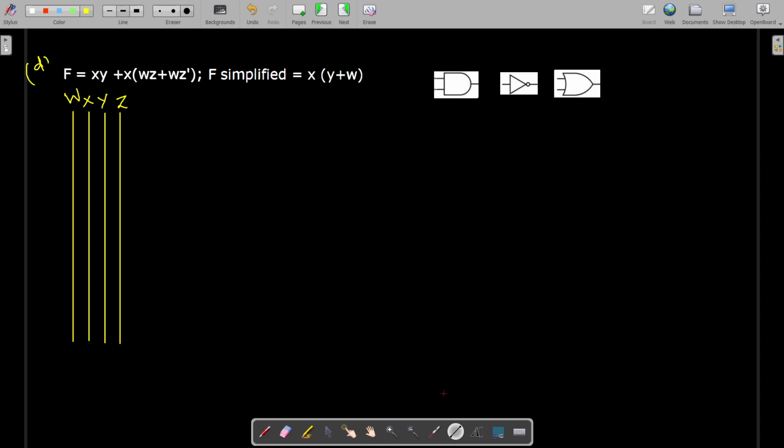Okay. So for the first term, we take the connection from this X and then take the connection from this Y, and they are combined using this two input AND gate, and the output is giving us xy. Then we go for the second term.